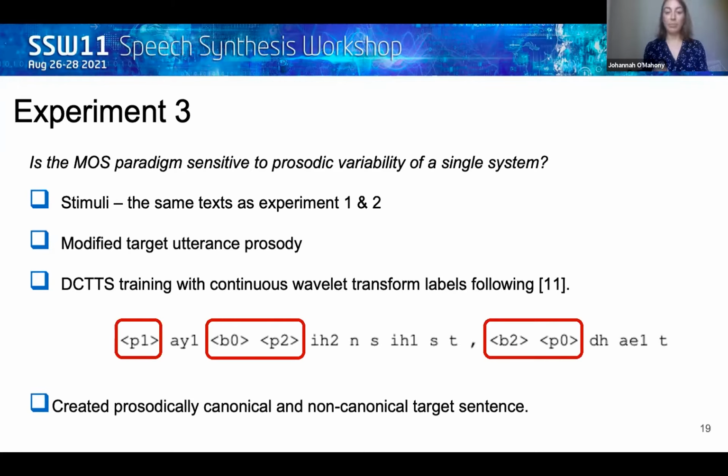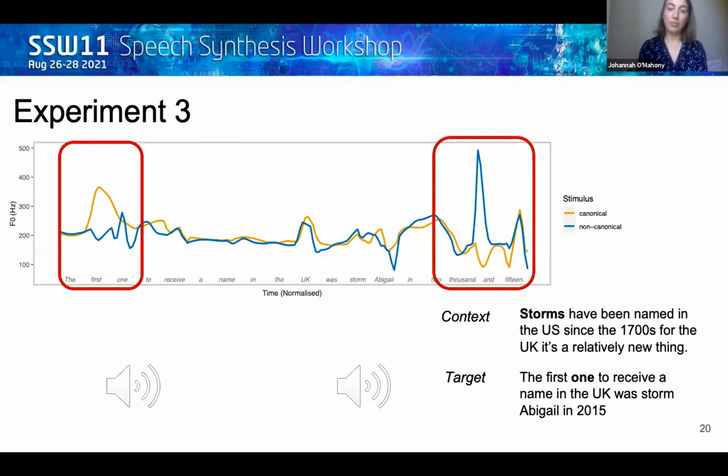So we decided to create prosodically canonical and non-canonical target sentences. So we tried to make them quite different and one a lot more well-formed than the other one. And they're still both possible renditions, just one was slightly strange. So here's an example of a canonical and non-canonical form. And as you can see, there's some differences in, for example, the first one, we've changed the accenting pattern there. So I'll just play two samples for you. I hope you can hear them.